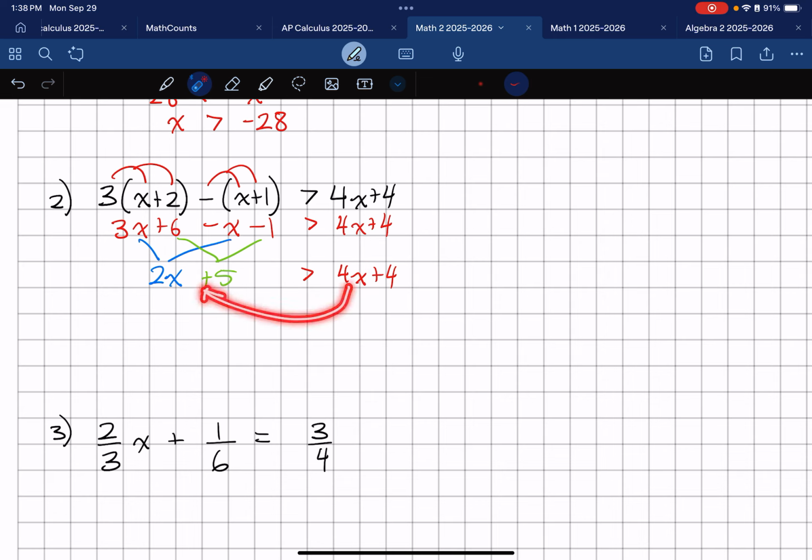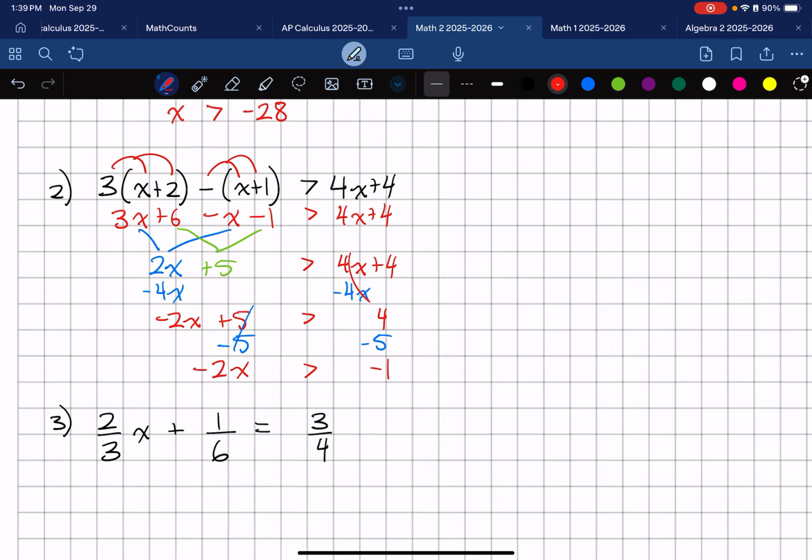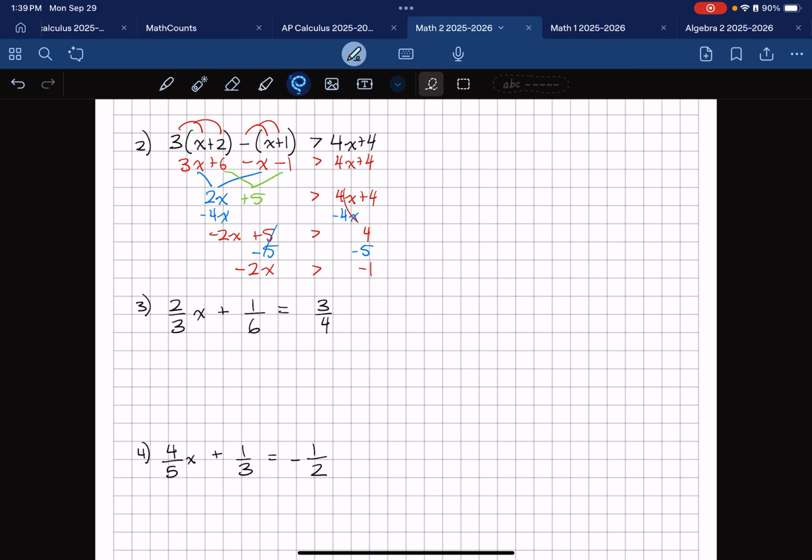So if I move them all to the left-hand side, I'm going to say subtract 4x, and notice I'm writing the variables underneath one another so they still line up. Yes, that 4x and 4x cancel out, leaving behind a negative 2x plus 5 is greater than a 4. And then from here, I need to move the constants to the right-hand side. Since the left-hand side is for the variables, I'm going to move the 5 by subtracting 5 on both sides. Subtract 5. And then from there, you're gone, and I am left with a negative 2x is greater than a negative 1.